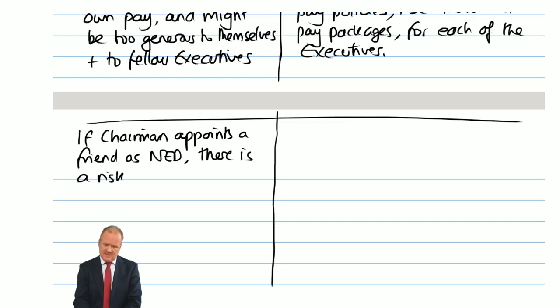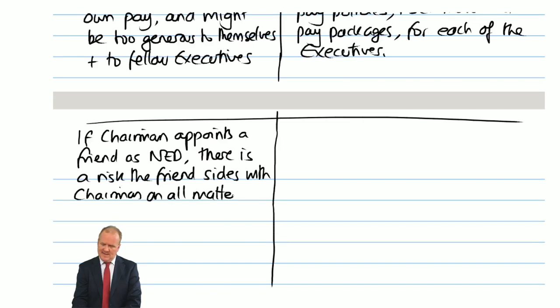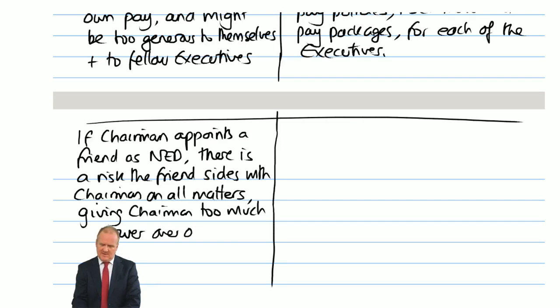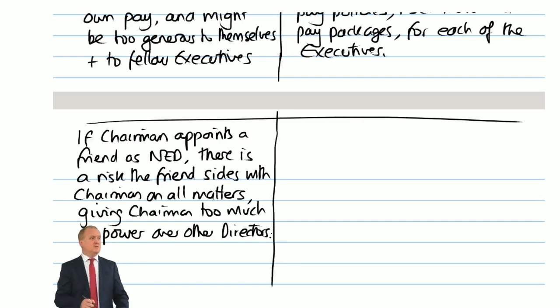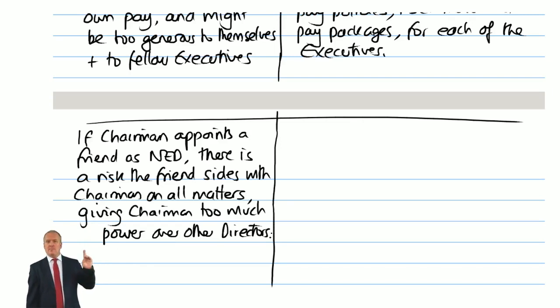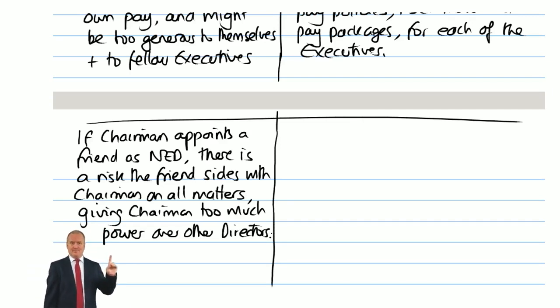there is a risk the friend sides with the chairman on all matters, giving the chairman too much power over the other directors. And one of the principles of good governance is we don't want one person on the board to have too much power.